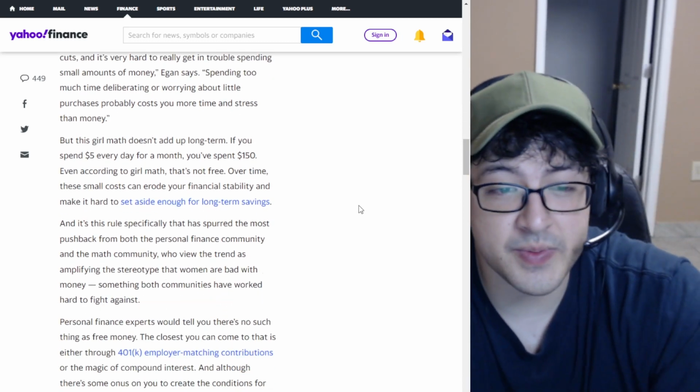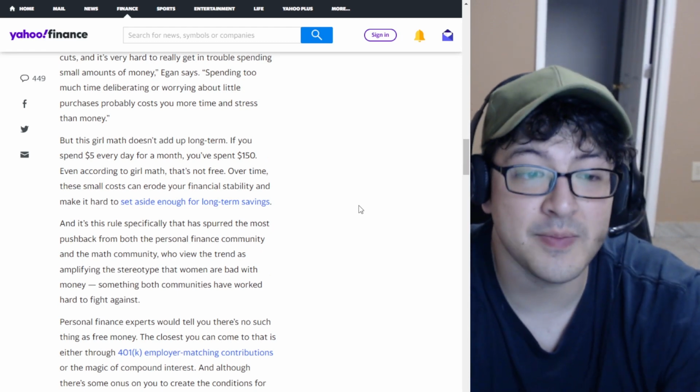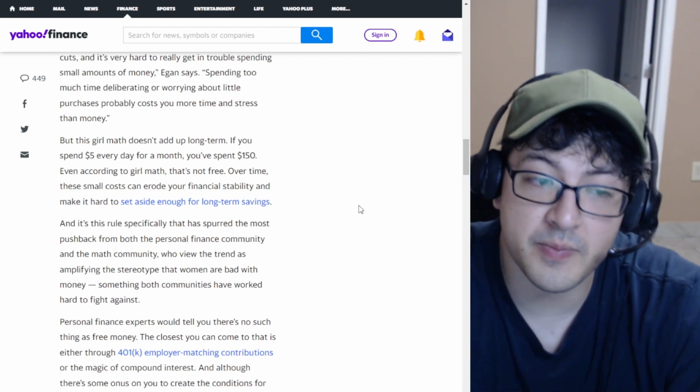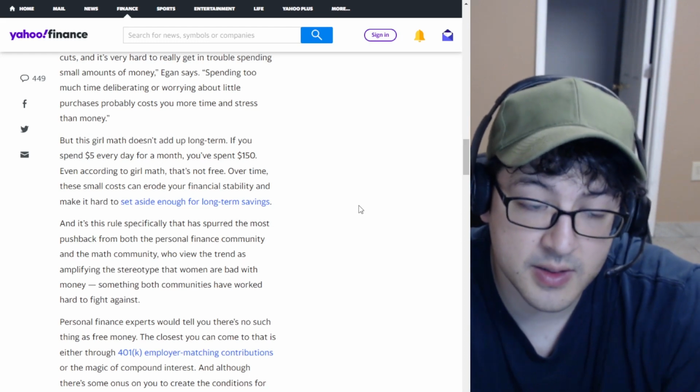So it is this rule specifically that has spurred the most pushback from both the personal finance community and the math community, who view the trend as amplifying the stereotype that women are bad with money, something both communities have worked hard to fight against.